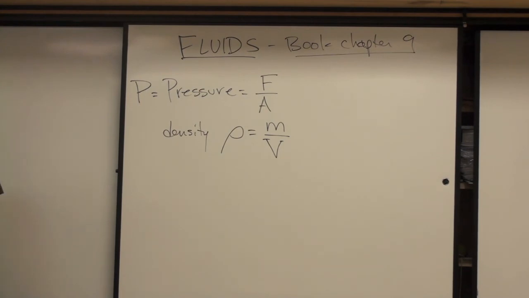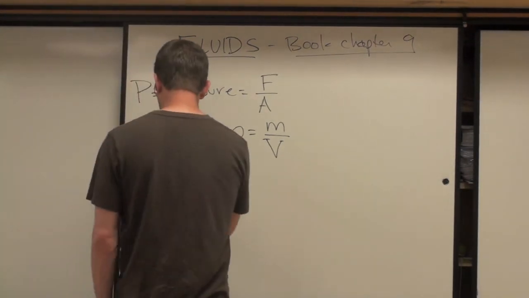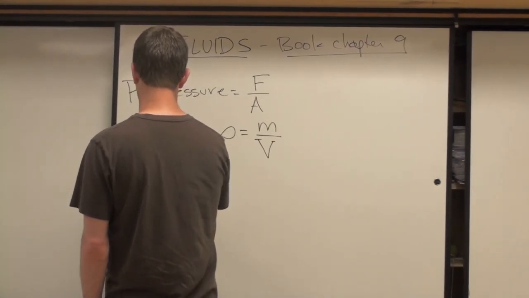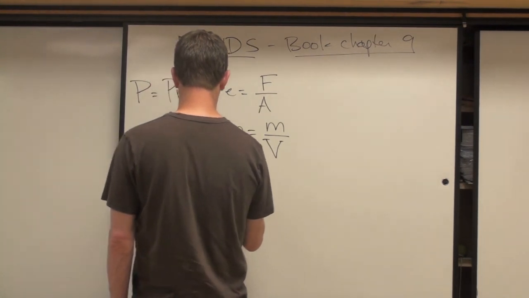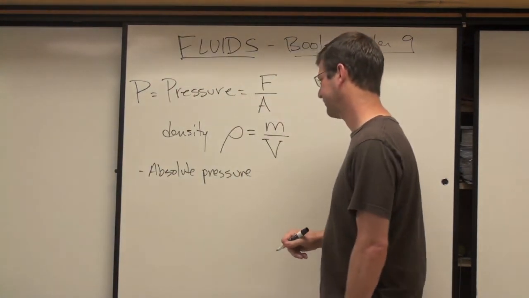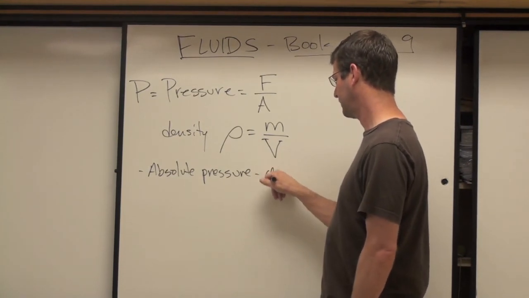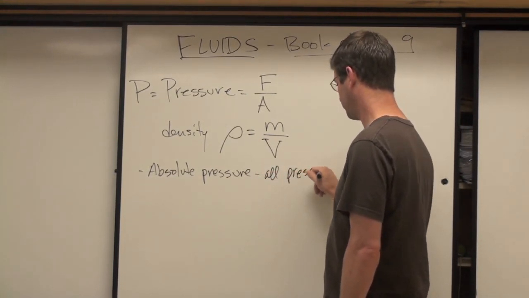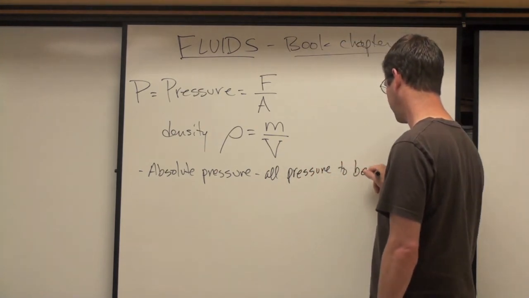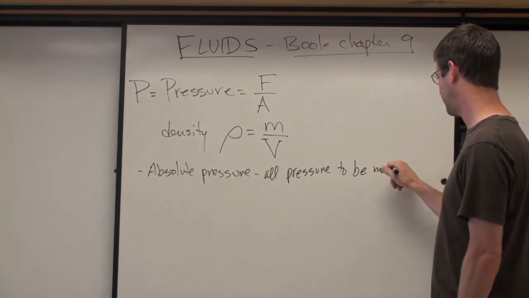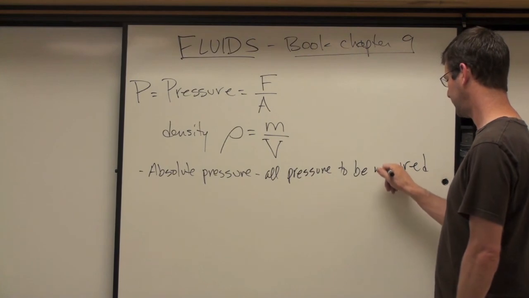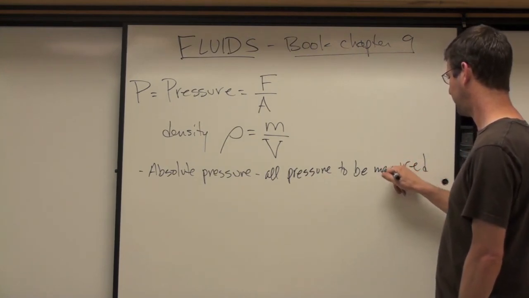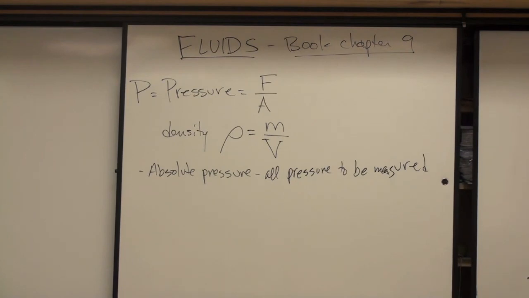All right. So the first thing we want to talk about is pressure, or absolute pressure. So absolute pressure is basically all the pressure to be measured, right? Measured. There's an A in there, there's one S. There we go. The absolute pressure is all the pressure to be measured.